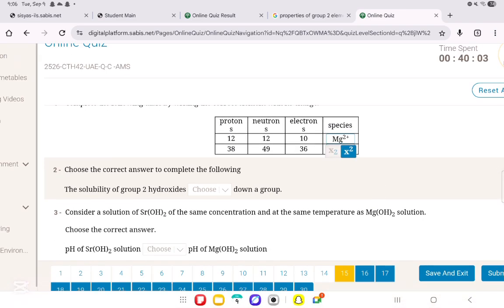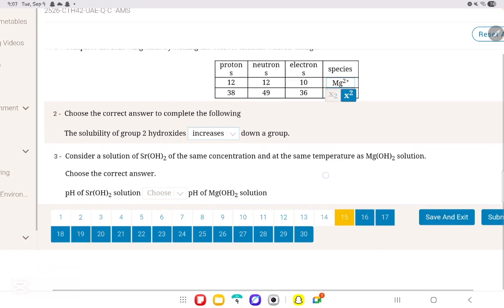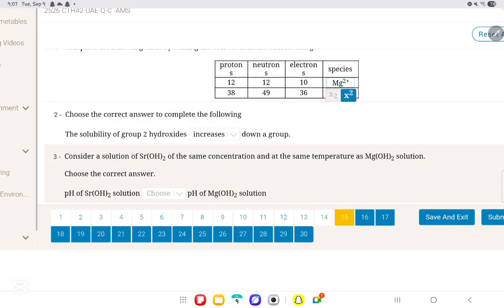What does it say? In question number 2, it says the solubility of group 2 hydroxides. As we go down the group, the solubility of group 2 hydroxides increases, whereas for sulfates, as we go down the group, the solubility of group 2 sulfates decreases. In general, reactivity of group 2, as we go down the group, it increases. Now, consider a solution of strontium hydroxide of the same concentration at the same temperature as Mg(OH)2 solution. Choose the correct answer. pH of Sr(OH)2 is what?